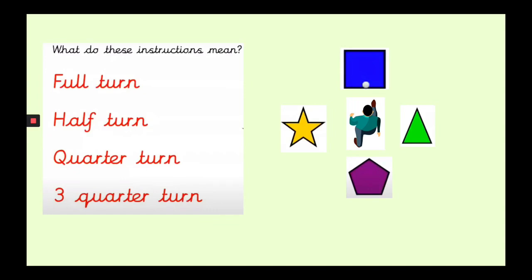Let's have a look at some of the key words we're going to be using in the lesson. Let's say these words out loud. Full turn, half turn, quarter turn, three quarter turn. Let me show you what that might look like.